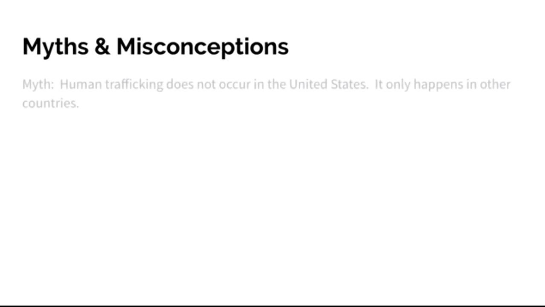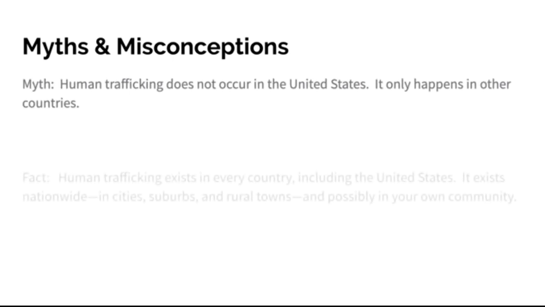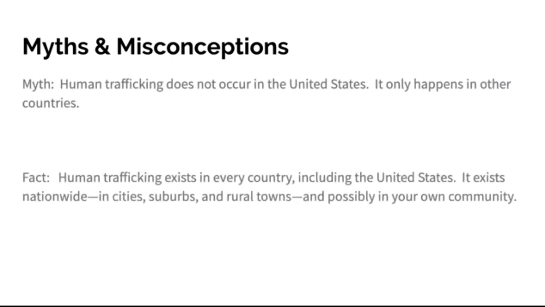Identification. Many myths and misconceptions exist. Recognizing key indicators of human trafficking is the first step in identifying victims and can help save a life. Myth. Human trafficking does not occur in the United States. It only happens in other countries. Fact. Human trafficking exists in every country, including the United States. It exists nationwide, in cities, suburbs, and rural towns, and possibly in your own community.